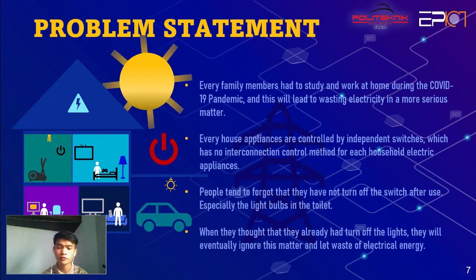The problem statement for the explanation that I explained earlier is, for an example, every family member had to study and work at home during the COVID-19 pandemic, and this will lead to wasting electrical in a more serious matter. Every household appliances are controlled by independent switches, which has no interconnection control method for each household electric appliances. People tend to forget that they have not turned off the switch after use, especially the light bulbs in the toilet or in any other room. And the last one, when they thought that they already had turned off the lights, they will eventually ignore this matter and let waste of electrical energy.